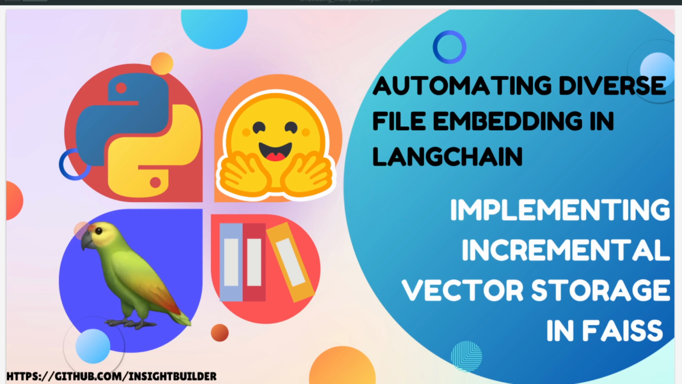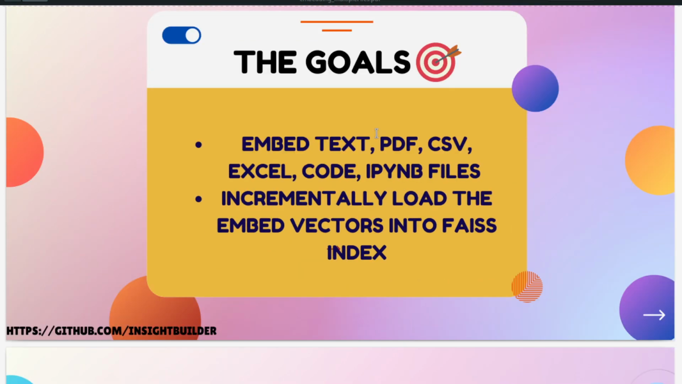Automating diverse file types embedding in Langchain. Implementing incremental vector storage in Faiss. After we do the embedding of the files, we need to store it somewhere. So that storage is going to be Faiss, and we are going to discuss how to do these two in this particular discussion. So the goals, there are two goals.